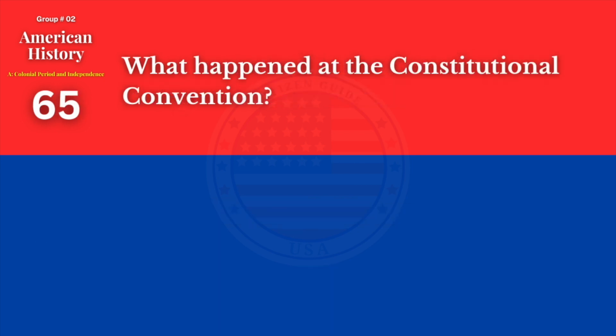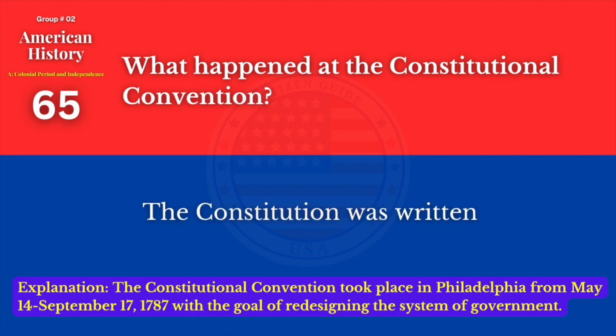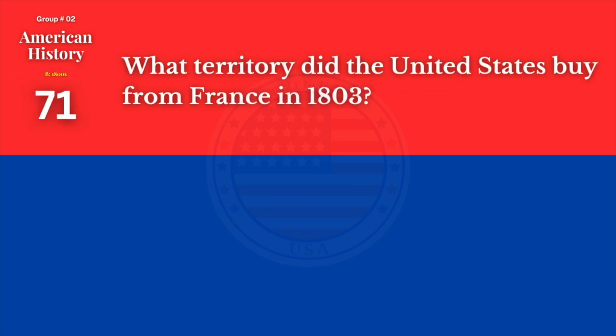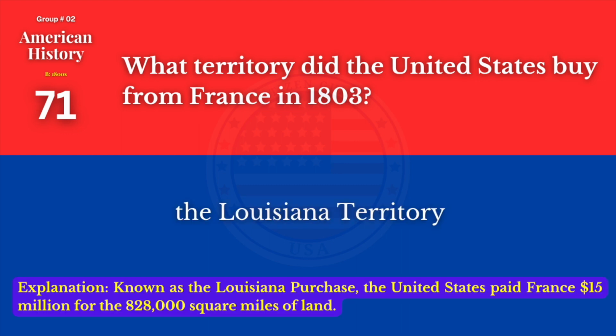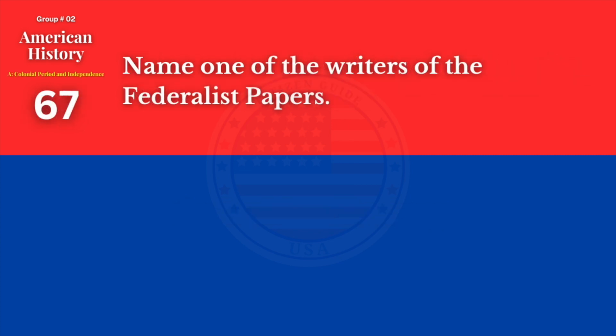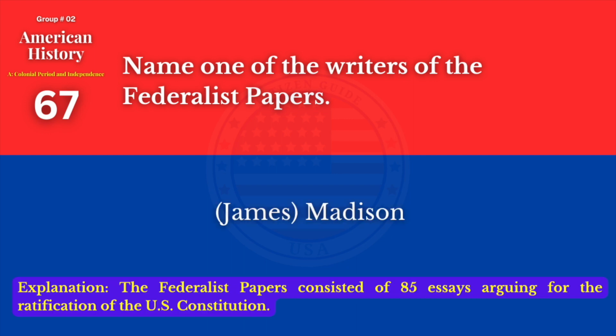What happened at the Constitutional Convention? The Constitution was written. What territory did the United States buy from France in 1803? The Louisiana Territory. Name one of the writers of the Federalist Papers. James Madison.